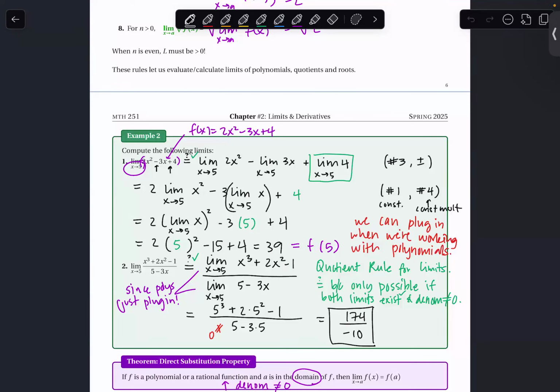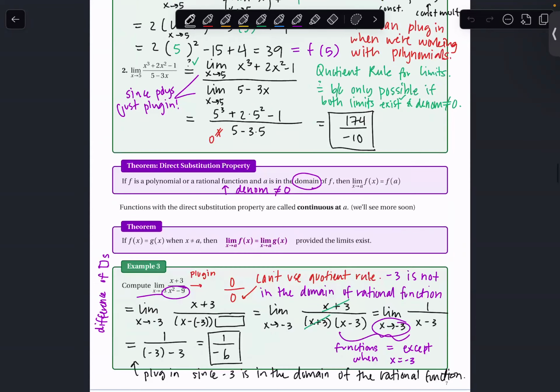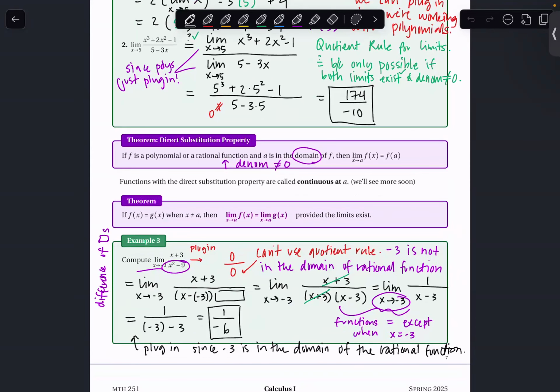Something similar holds for rational functions. If I have a polynomial over a polynomial, I can just plug in as long as my denominator does not go to 0. So if it's in the domain of the rational function, then I can just plug in, and what happens nearby is exactly what happens at the point. If I get 0 in my denominator, I can't use that rule. And we actually saw some examples of ways to tweak our functions to be able to solve for those instead.